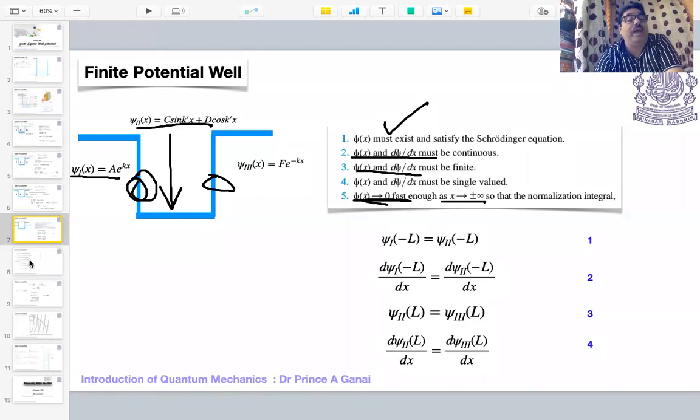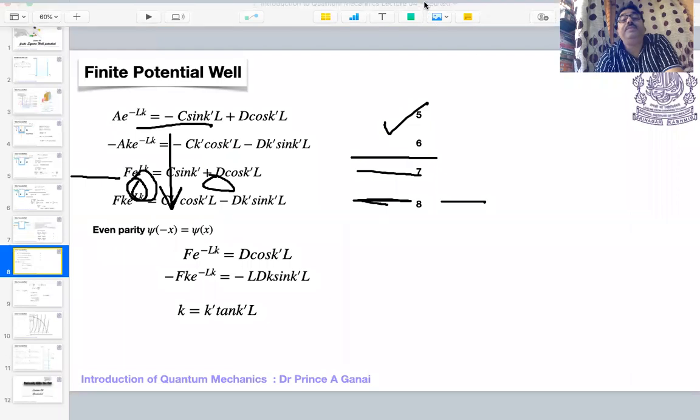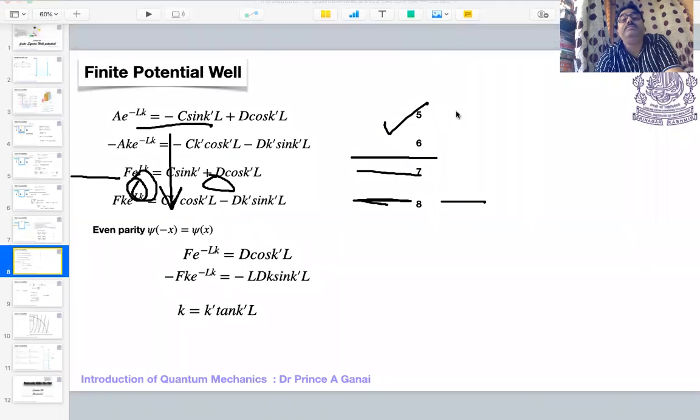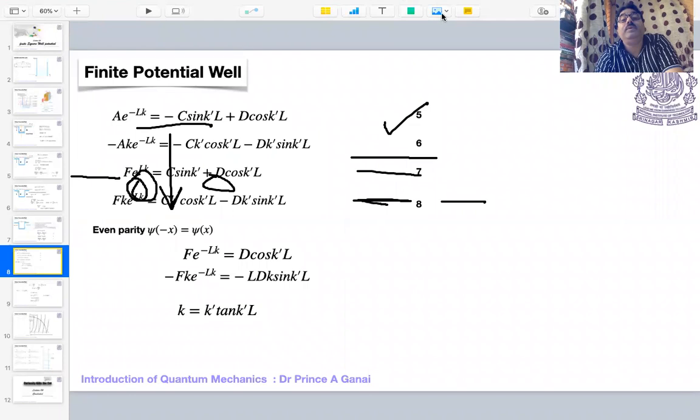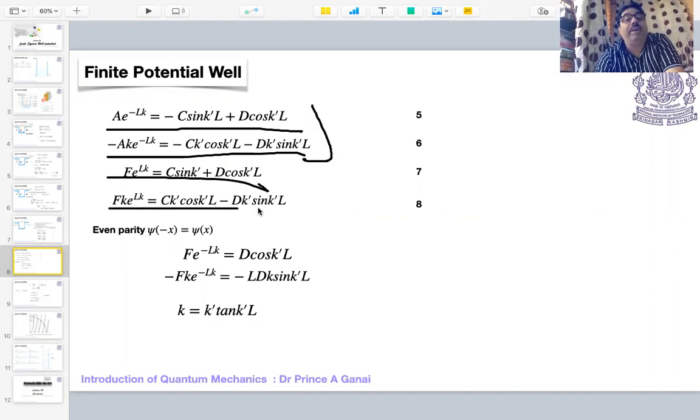So once we do that, what do we get? We get these equations. So let's clear the drawings first. Okay, we get these 4 equations: these two at the first boundary, and these two at the second boundary. So these are the 2 conditions that match up at the second boundary.